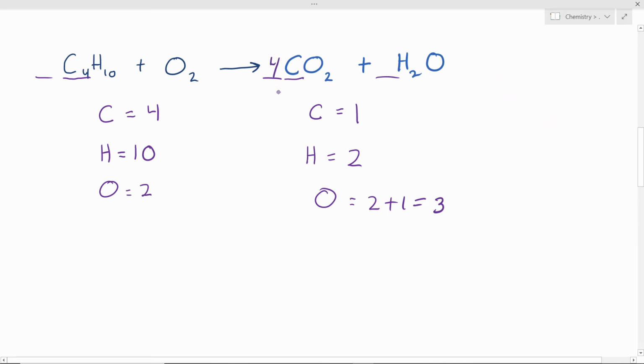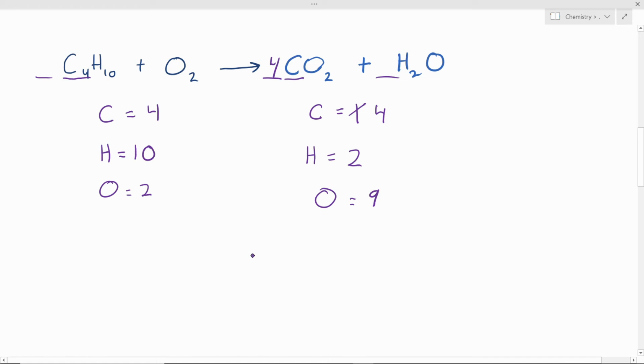Every time that you add a coefficient, it is wise to recount all of your elements on that side. So our new numbers, I now have 4 carbons, and this 4 also applies to the oxygen. So what I need to do is to multiply 4 times 2, which is 8. So 8 oxygens in the carbon dioxide, plus remember I have 1 over here with the water. So 8 plus 1 equals 9. As I compare both sides once again, I now see that my carbon atoms are balanced.